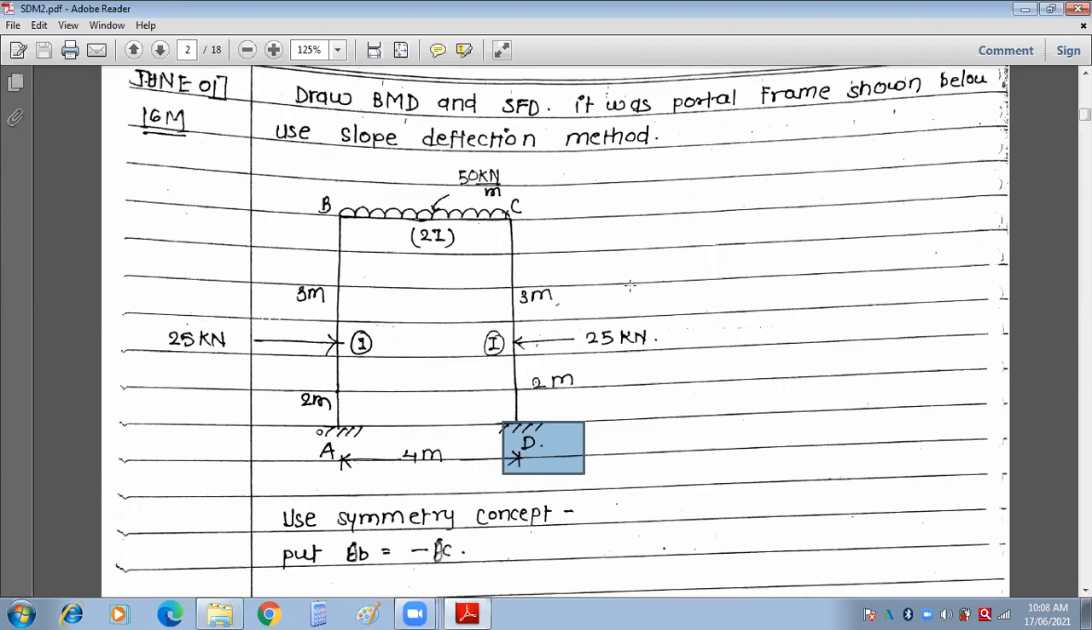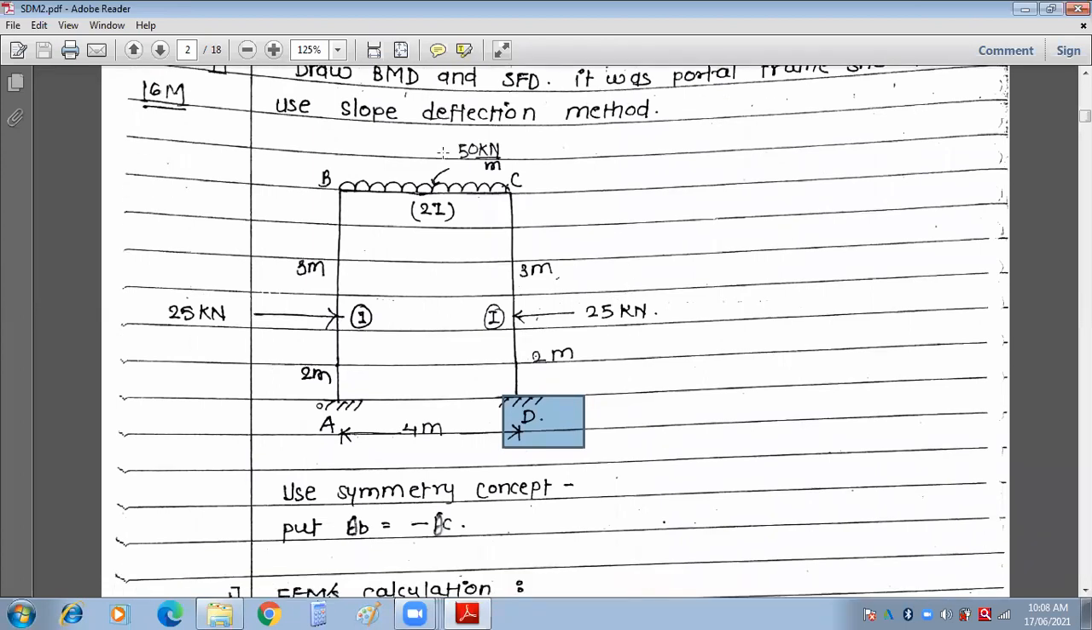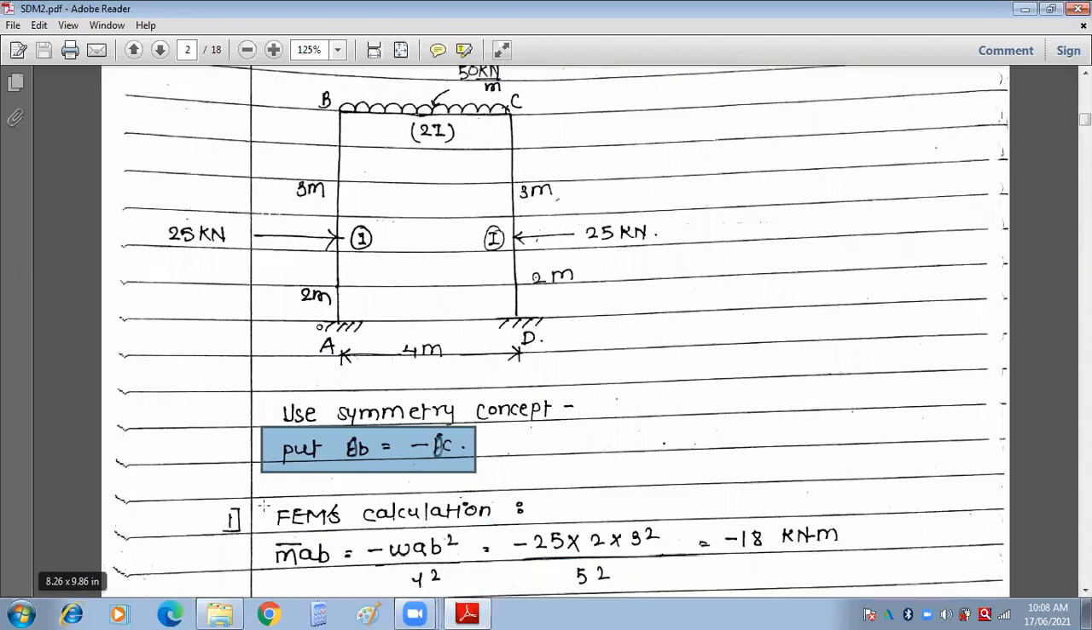And due to the symmetry, theta B and theta C must be equal and opposite in nature. It means that we can put theta B is equal to minus theta C. Theta B is equal to minus theta C.